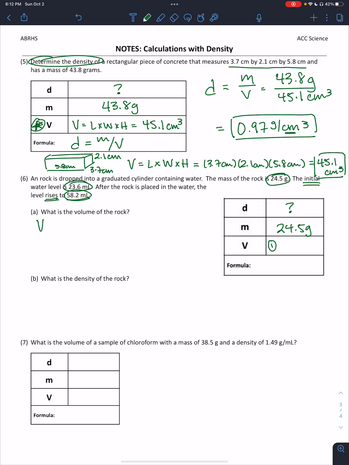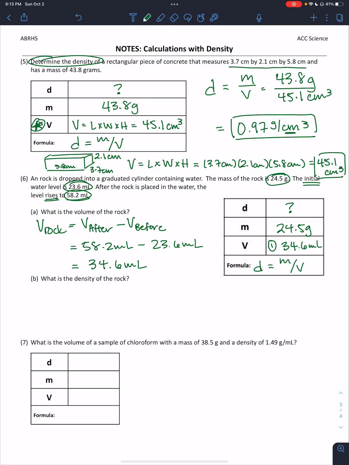The volume of our rock is going to be equal to the volume level after we add the rock minus the volume level before we add the rock. In this case, 58.2 milliliters after the rock is added minus 23.6 milliliters, that initial or original value. And we find the rock has a volume of 34.6 milliliters. I'll put that in my table. The formula I'm going to use is my density formula, mass divided by volume.